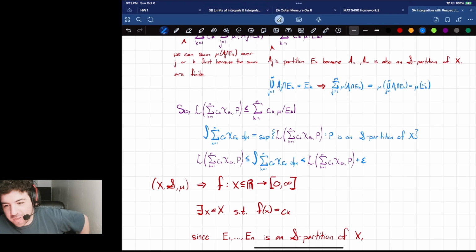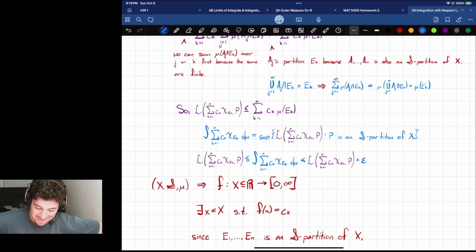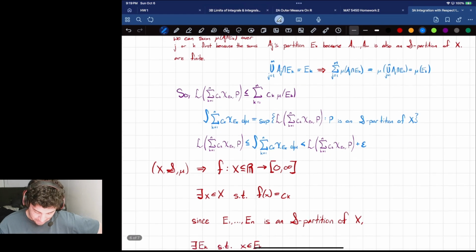Math and physics, marriage made in heaven. Yes, I completely agree. I love both of those subjects, which is why I did my undergrad in both.